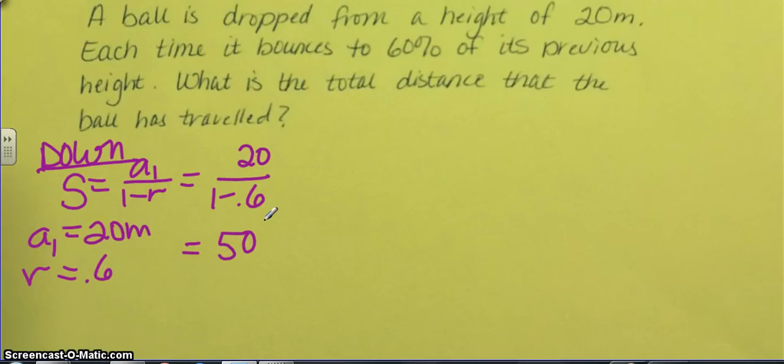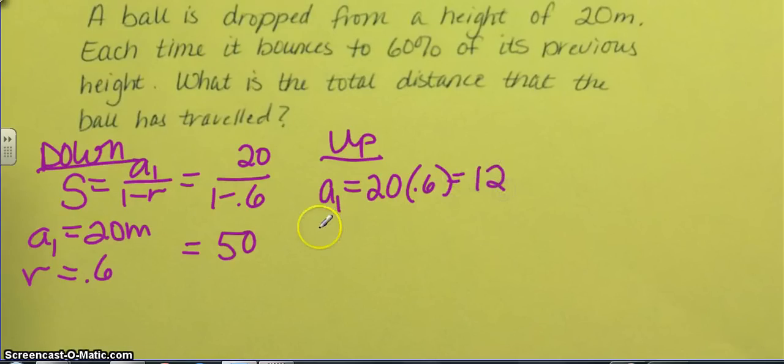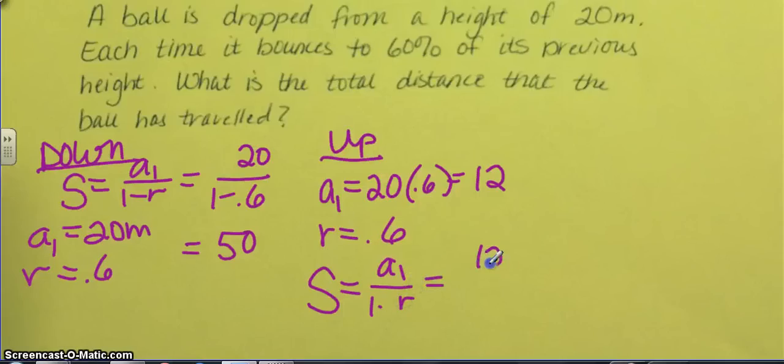Now, sometimes people forget that when it's bouncing down, it's also bouncing up. That's also part of its total distance. So we need to calculate how far it's bouncing up. Now, the first bounce up is not 20. It's going to be 60% of 20. So my a sub 1 for bouncing up is going to be 12. My ratio is still the same at 0.6. So the total distance that the ball is traveling up would be 12 over 1 minus 0.6, which is 30.